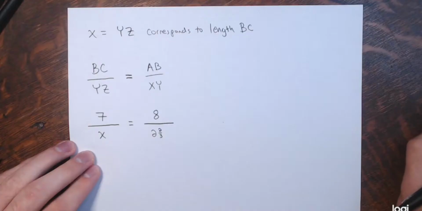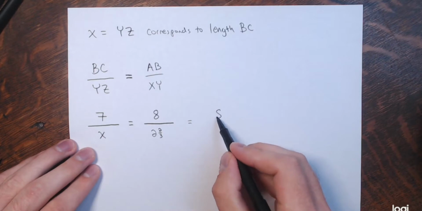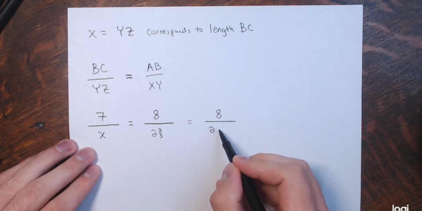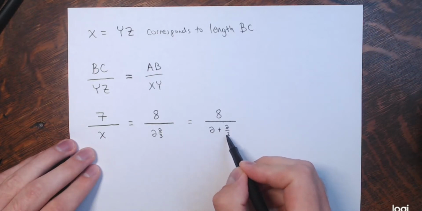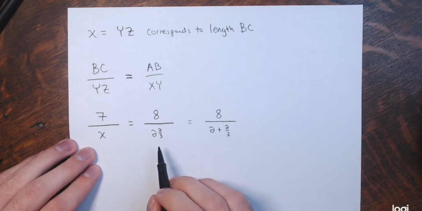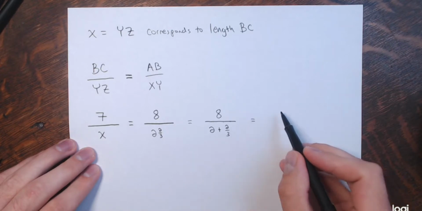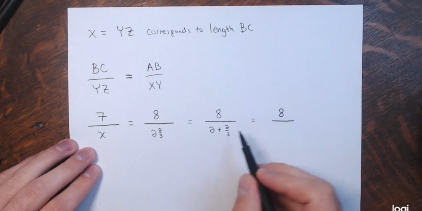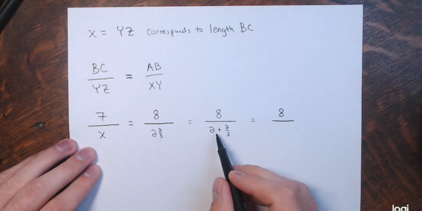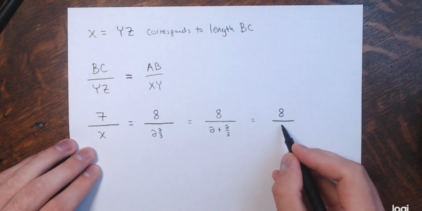Let me pull that back up. So really this is 8 over 2 plus 2/3. I personally don't like mixed numbers because people often confuse it with multiplication. It's not 2 times 2/3, it means 2 plus 2/3. Or you could write 8 over 2 and 2/3. When you add them together, this is 6/3 plus 2/3 is 8/3.